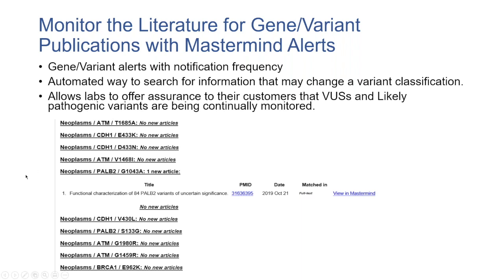So down below in the second half of this slide, I'm just showing you an example of what one of these alerts looks like. You can see there's a number of different variants tagged as no new variants, but you can see one here for PALB2 that says one new article, and then the article is listed. This was the functional characterization of 84 PALB2 variants of uncertain significance. You can jump immediately to this article or view it in Mastermind. This was the paper that helped us reclassify those PALB2 variants that I just mentioned. So this can be extremely useful, and it's a way you get alerted when something is new versus someone constantly chasing around looking for new information.